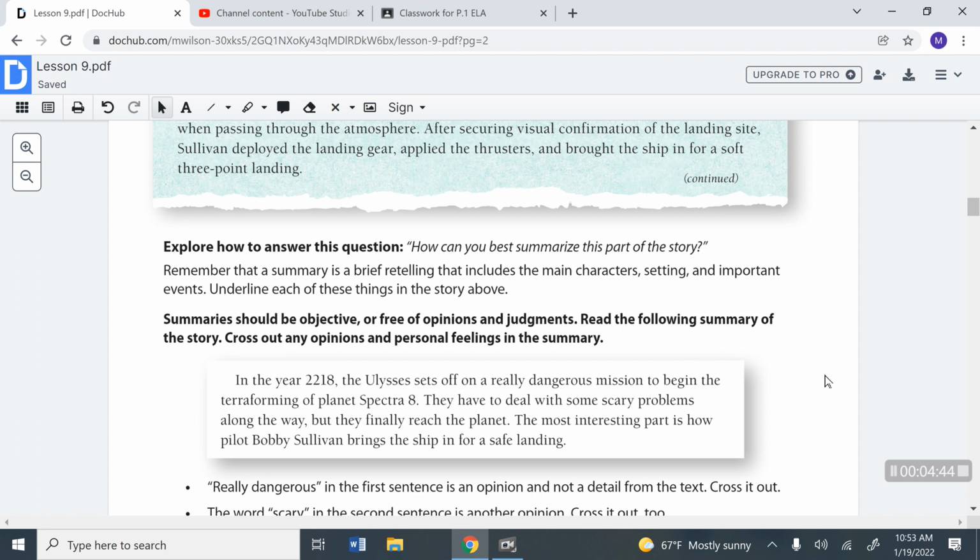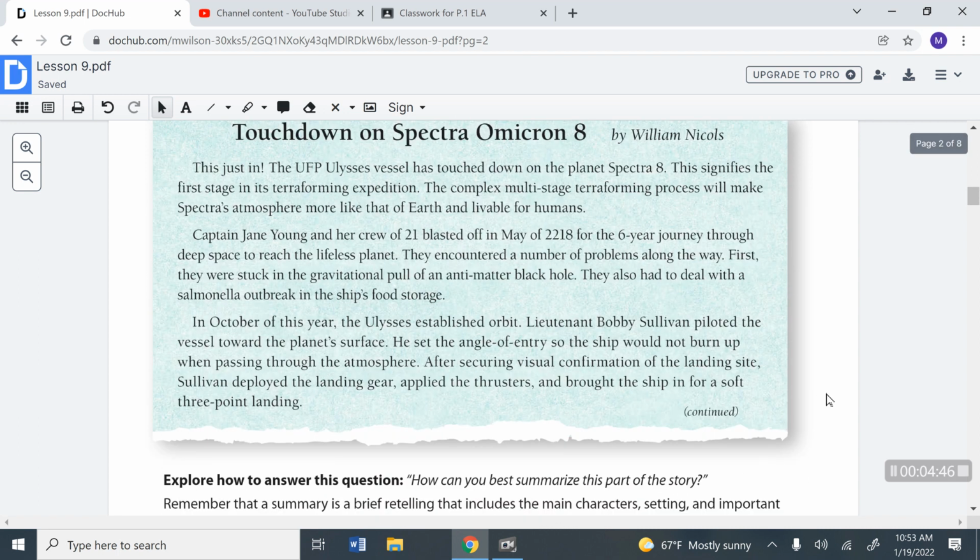So, if I'm going to go back to the story and underline things that are important, I first want to underline my characters. So in this case, I'm going to underline the vessel, which I know is not necessarily a character, but it holds all the characters. It's very important. We have Captain Jane Young and her crew of 21, and we also have Lieutenant Bobby Sullivan.